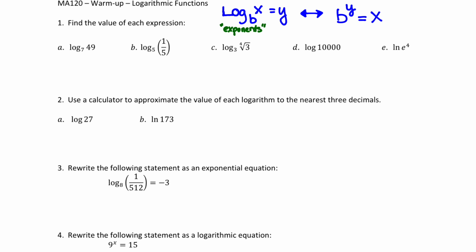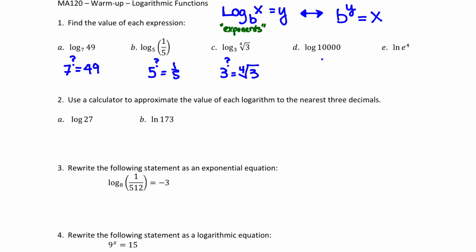So when I see a logarithm, I immediately turn it in my head into this problem: b to the y equals x. So I would say to myself, log base 7 of 49 asks me what is the exponent, or the power, on 7 that gives me 49. Log base 5 of 1/5 says 5 to what power is 1/5. I don't have to put the parentheses anymore. The next one, 3 to what power gives me the 4th root of 3.